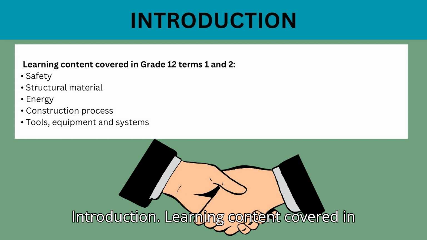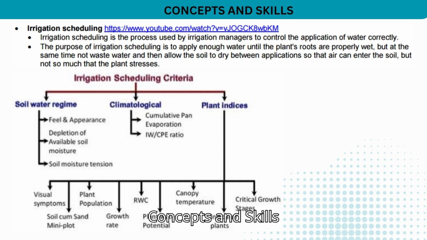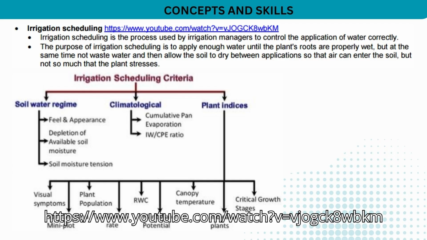Introduction. Learning content covered in grade 12 terms 1 and 2. Safety, structural material, energy, construction process, tools, equipment and systems. Concepts and skills. Irrigation scheduling.